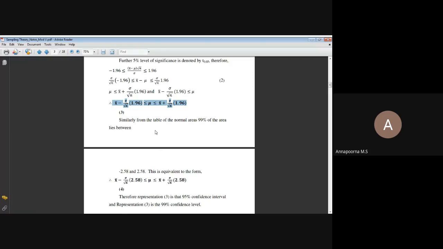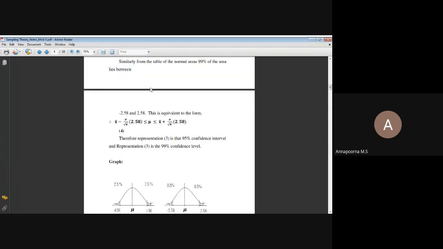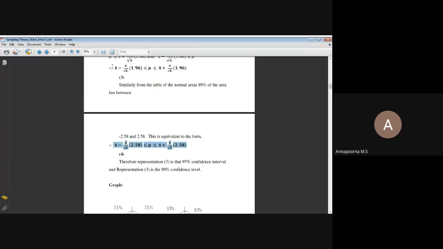Similarly, you can also observe that 99% of the area lies between minus 2.58 and plus 2.58. Here 95% of the area lies between these two numbers, and here 99% of the area lies between minus 2.58 and 2.58. So if you substitute that standard normal variate and do the multiplication, you will get this expression, and this represents the 99% confidence level. So this represents the 95% confidence level and this represents the 99% confidence level.